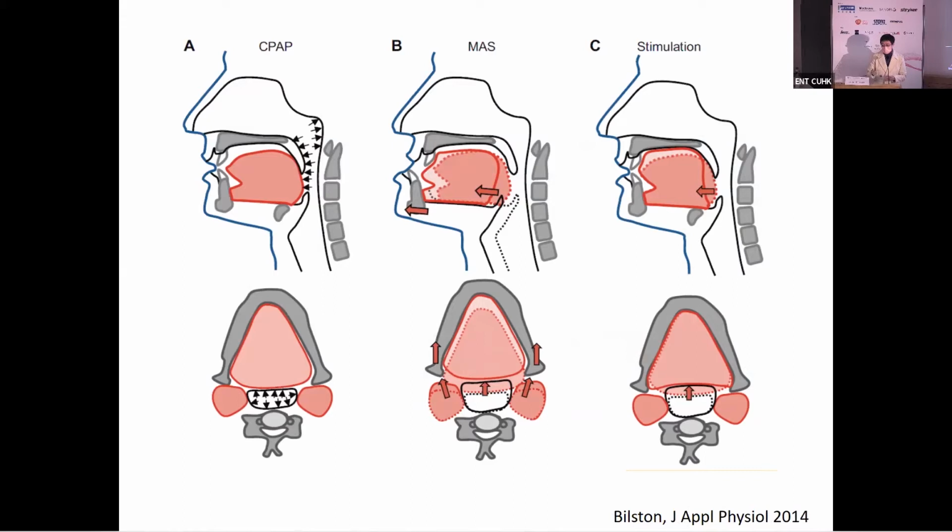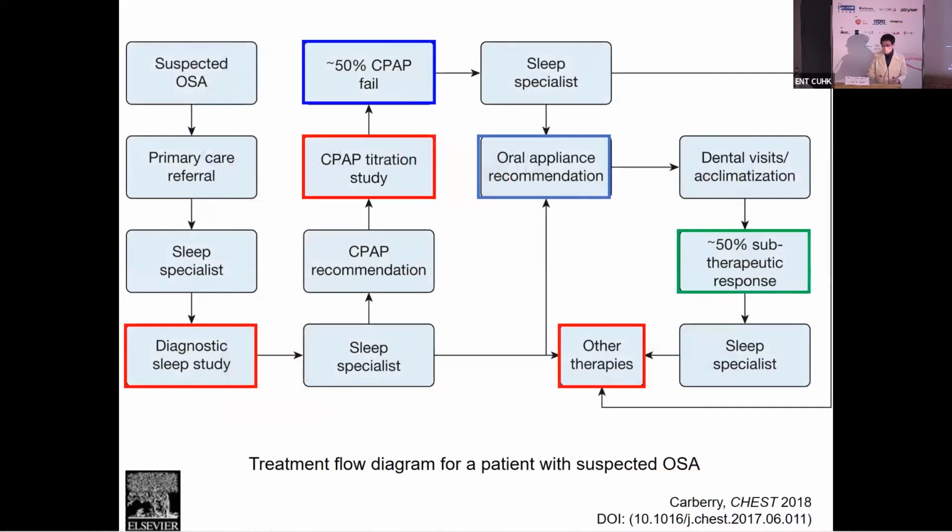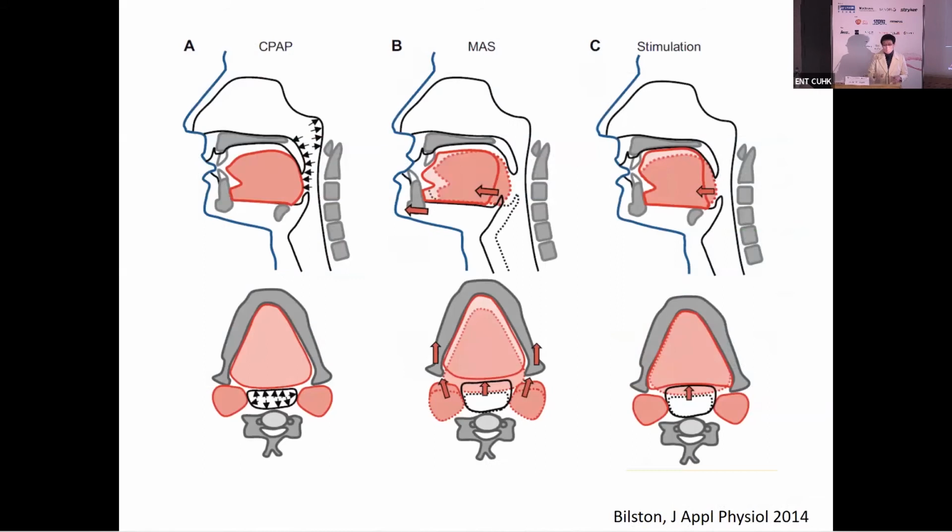For the mandibular advancement device, as you can see here, our dental surgeons will move the mandible, the anterior space, forward, and that enlarges the space. The third one is hypoglossal nerve stimulation. I believe you have a talk on that, and it allows the airway to be open.